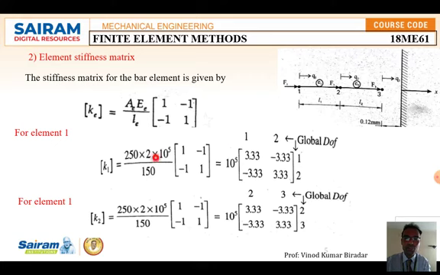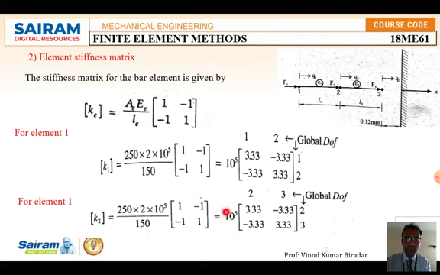Since it belongs to the first element, the nodes present in the first element are 1 and 2, so write the global degrees of freedom as 1 and 2. I hope you understand this. Similarly, you have to calculate the second element. Replace A1 with A2 in the formula, that is A2 E2 by L2. So substitute the A2 E2 values.